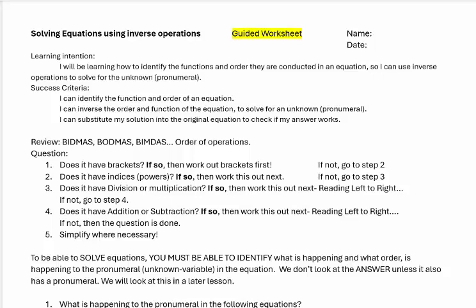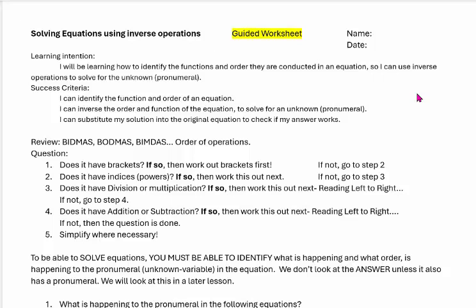Success criteria: I can identify the function and order of an equation. I can inverse the order and function of the equation. It just means that you can go backwards to solve it for an unknown pronumeral, and I can substitute my solution into the original to check that you get the right answer. So you don't necessarily need to look at the answers to make sure you're right. If you plug it back in, so that means substitute, hopefully it works and then you know that you're right.